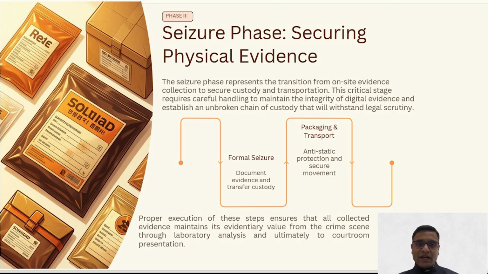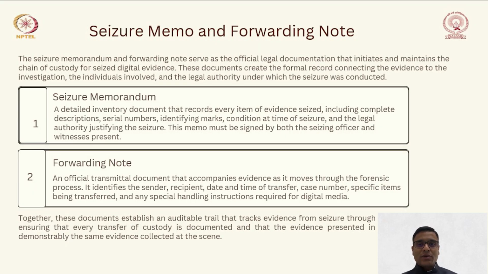Now coming to the phase three part, where we secure the physical evidence and we try to seize, pack and send it. The first thing is the seizure memo and the forwarding note, which is very essential, where I write everything in detail. I make a detailed inventory of what I've seized, including complete descriptions, serial numbers, etc., and condition of the item at the time of seizure. Then I make a forwarding note to the forensics lab or to the court with the specific details of what I want, etc., which are written down.